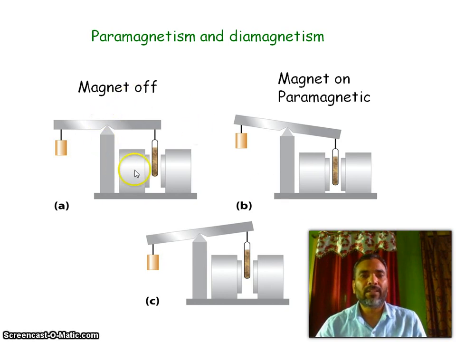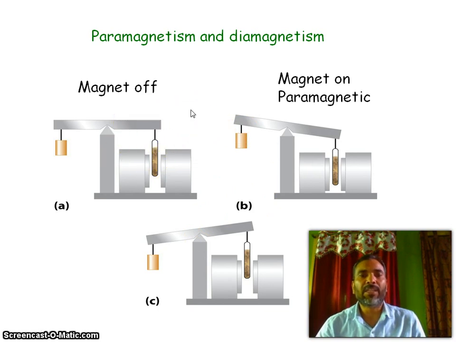Just concentrate here. This is your instrument, this is your capillary where you have the sample, and you want to check whether the sample is paramagnetic or diamagnetic. So after the magnet is on, if it is attracted by the magnet, then it is called paramagnetic, and if it is repelled, then it is called diamagnetic. So different situations for diamagnetic and paramagnetic, and this is the neutral situation when your magnet is off.